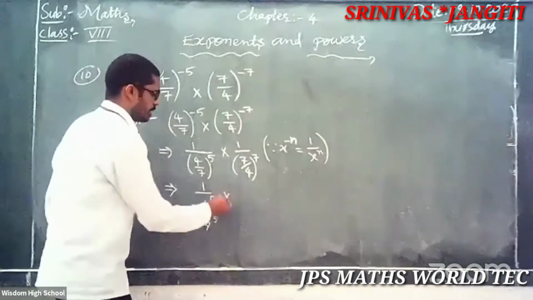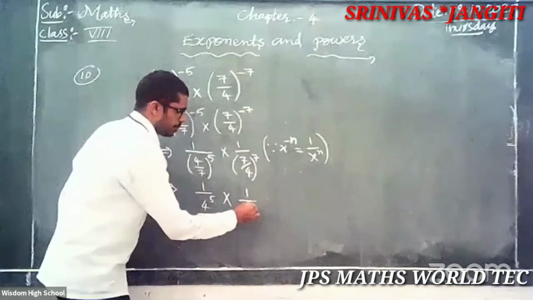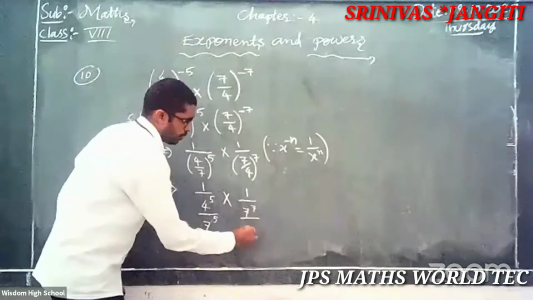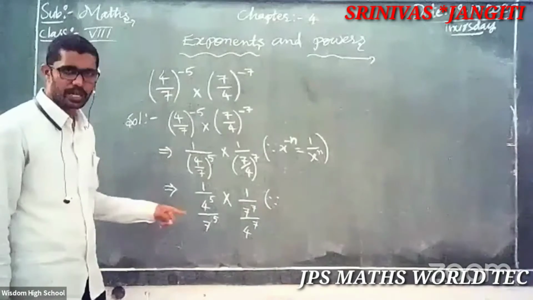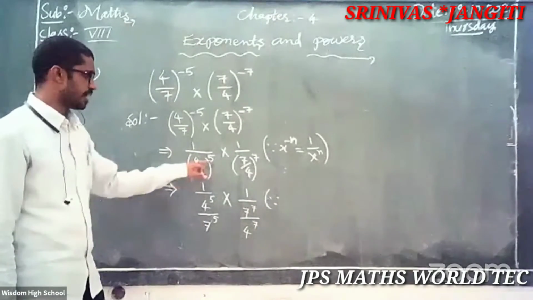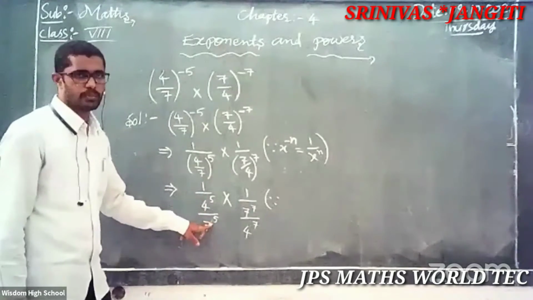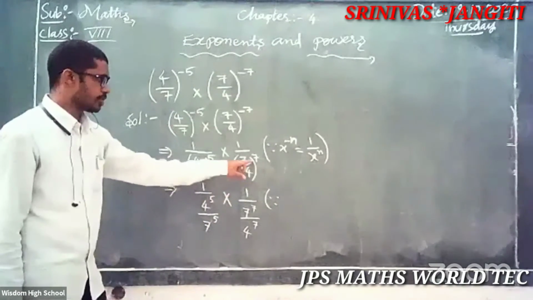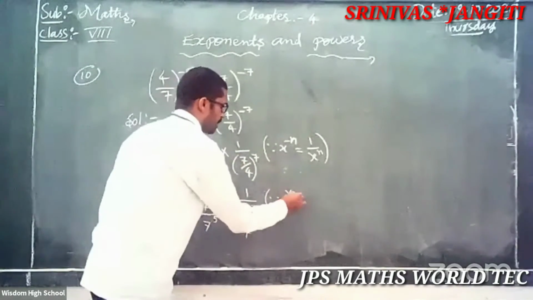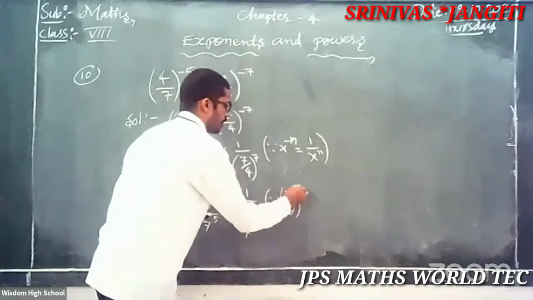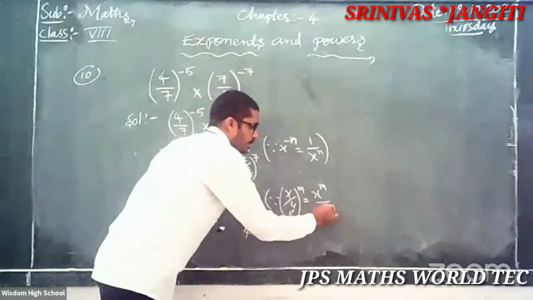And the same into what is here? 1 by 7 to the power of 7 by 4 to the power of 7. How, sir? What is the reason here? Because it is looking like (x/y) whole to the power of m, then x to the power of m by y to the power of m. Here same. What is here? x to the power of m by y to the power of m. How? That is, you know, same. That's why (x/y) whole to the power of m is equal to x to the power of m by y to the power of m.